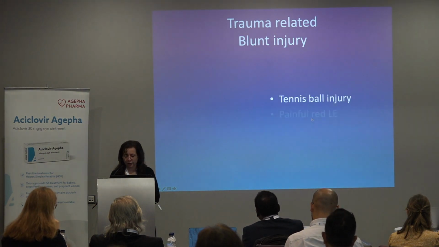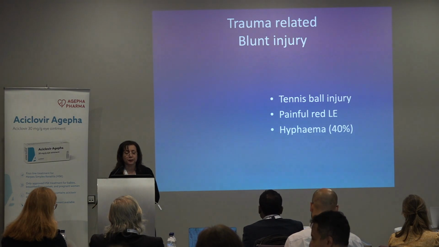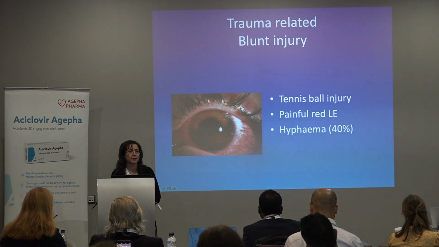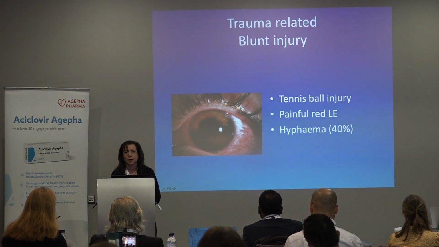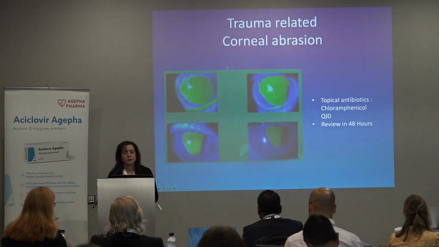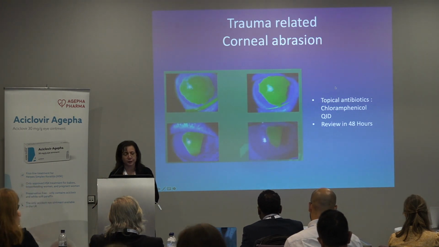Now, what about blunt trauma? Can be caused by a tennis ball injury. The eye is painful and red. You might find hyphema, like in this patient. Very, very important to bring the patient regularly to check the pressure, because if the pressure rises above a certain level, then you have to go and evacuate this hyphema. Now, other things that you can get with trauma is corneal abrasion. You have to cover these patients with topical antibiotics 4 times a day and review again in 48 hours to check that the patient's getting better.